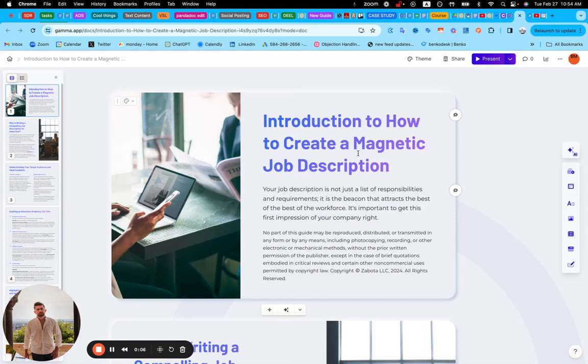In this video, we're going to be going over how to create a magnetic job description. If you think you can just throw some stuff on ChatGPT and create a generic job description and attract A players, unfortunately, that's not going to happen. We need to create a compelling job description that will attract the type of talent we want. And in this guide, this is what we go over.